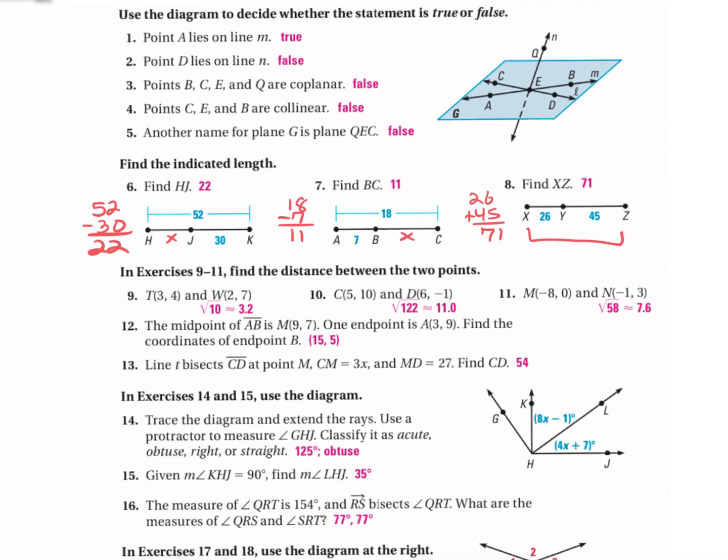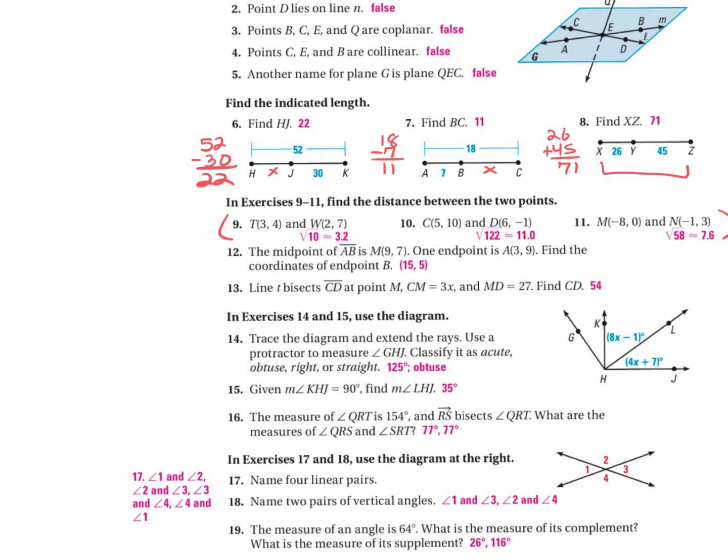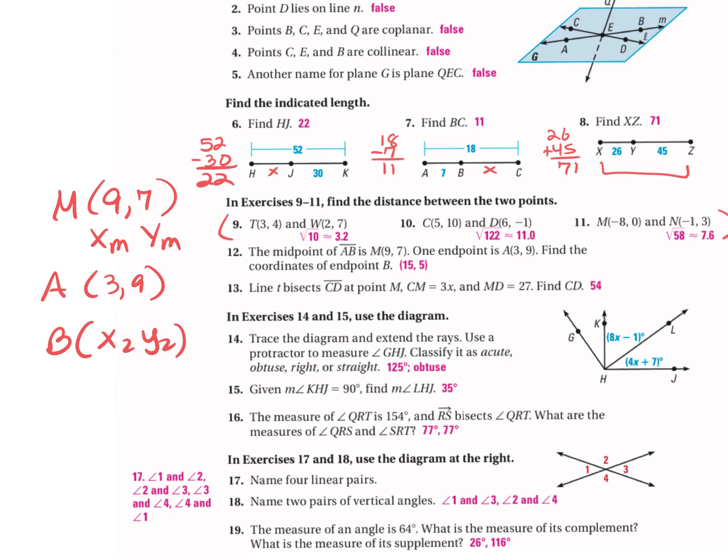Now, all right, this was whited out on your study guide, so I'm going to do number 12, though. It says the midpoint of AB is the ordered pair 9, 7. I'm going to label this as the X of my midpoint and the Y of my midpoint. Then they're giving me an endpoint, which is ordered pair A, 3, 9. They want me to find the missing ordered pair, B, and I'm going to call that X2, Y2, because this will be my X1, Y1.